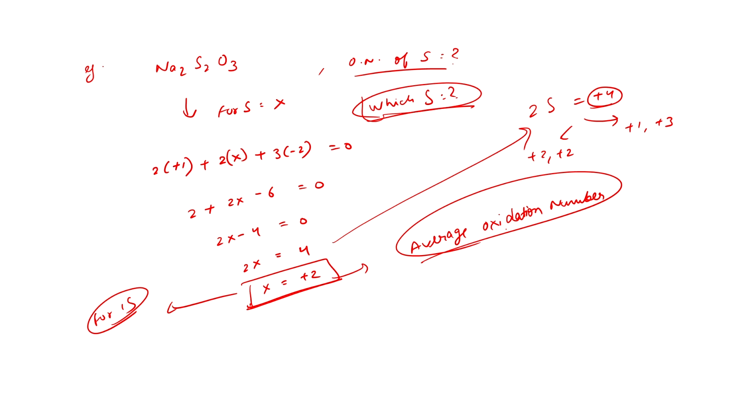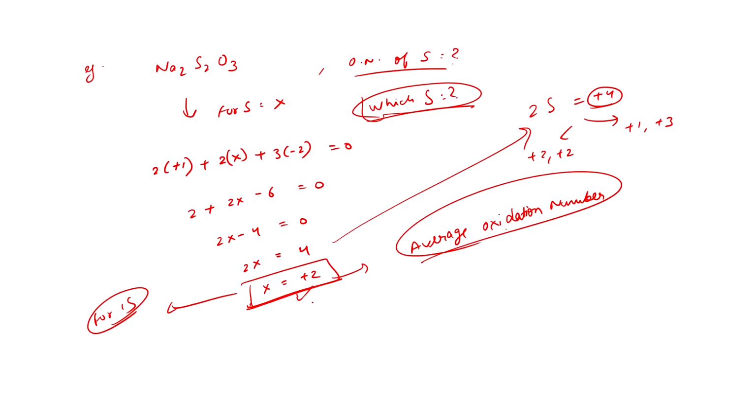That we can only know when we know the structure, that is, the structure of Na2S2O3. But if you are asked to calculate the oxidation number, you will not be asked to calculate it for different sulfurs. You will be asked to calculate the average oxidation number. So, the average oxidation number for Na2S2O3 is plus 2.